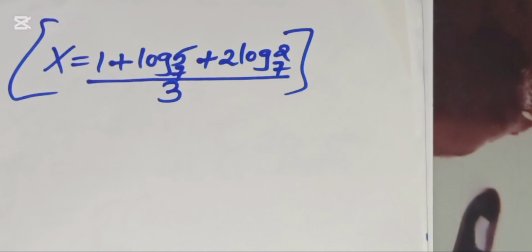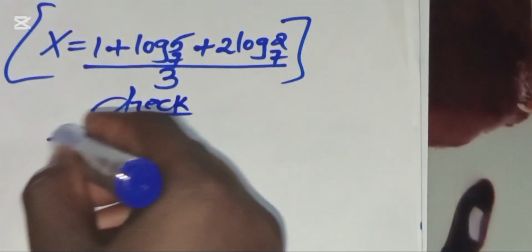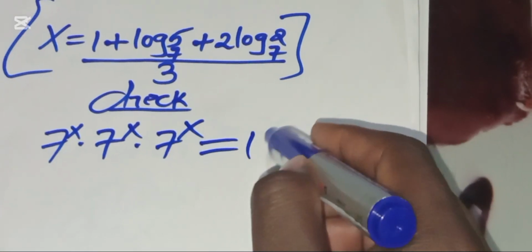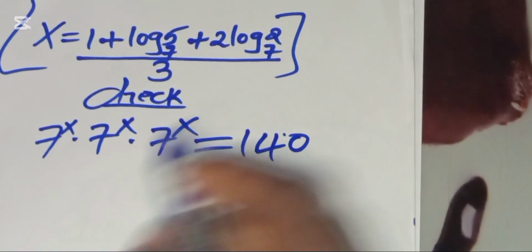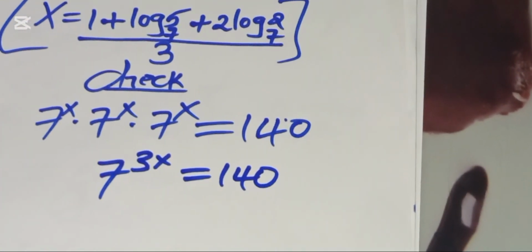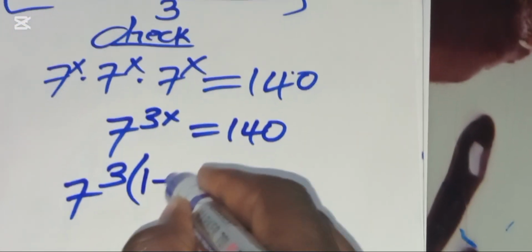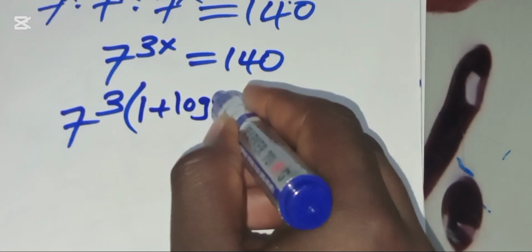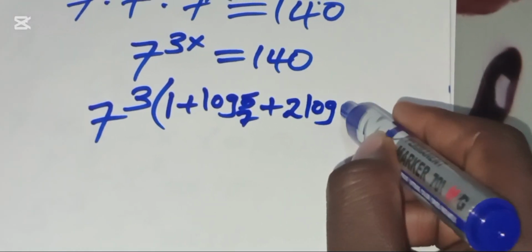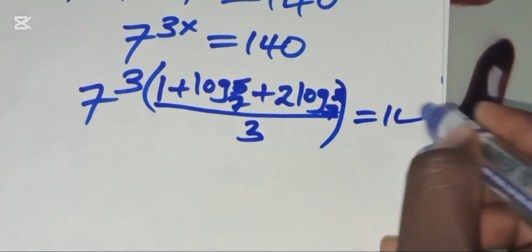And let's check if this value of x satisfies the equation. If you recall, we have 7 raised to power x multiplied by 7 raised to power x multiplied by 7 raised to power x. This is supposed to give us a value of 140. We simplify this further to 7 raised to power 3x equal to 140. Now let's substitute the value of x. We'll have 7 raised to power 3 multiplied by x, where x is 1 plus log 5 to base 7 plus 2 log 2 to base 7, divided by 3. This should give us a value of 140.